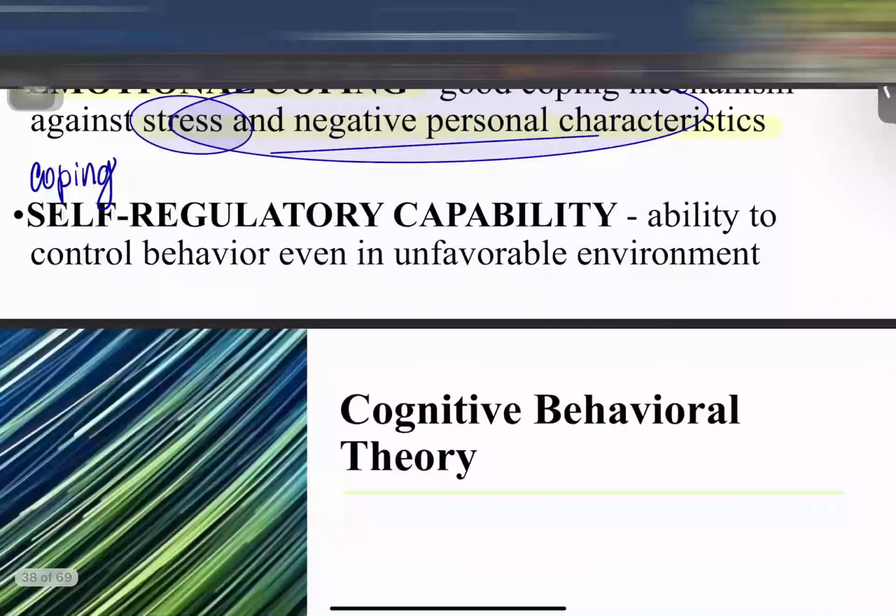Now, self-regulatory capability. What do you mean, class, by self-regulatory capability? When I say self-regulatory capability, that's the ability to control behavior even in unfavorable environment. Okay? So ano pong ibig sabihin natin? For example, kahit sinampal ka, ikaw bilang nurse, alam mo na nurse ka. He's going through something as a patient. Hindi mo siya papatulan. That's your self-regulatory capability. Or for example, ang init-init, what are you doing? You will try to drink water because you would want to calm yourself. That is also a self-regulatory capability. Your ability to control your behavior even in unfavorable environment.